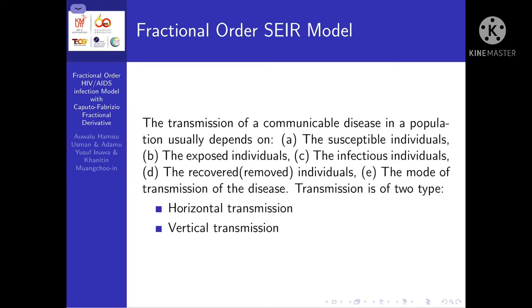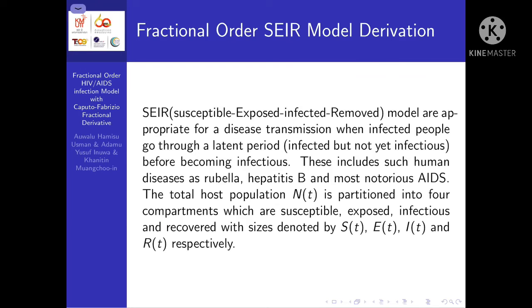The transmission of a communicable disease in a population usually depends on A, the susceptible individuals, B, the exposed individuals, C, the infected individuals, and D, the recovered or removed individuals, and the last is the mode of transmission of the disease. Transmission is of two types: horizontal transmission and vertical transmission.